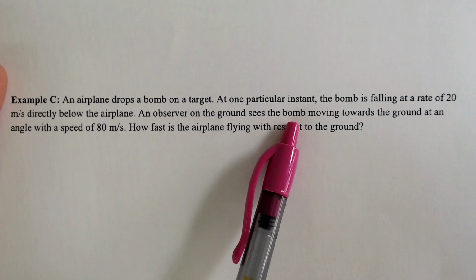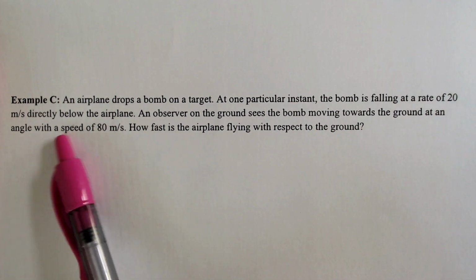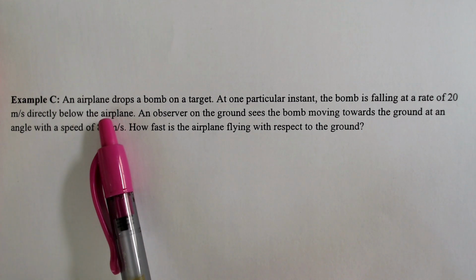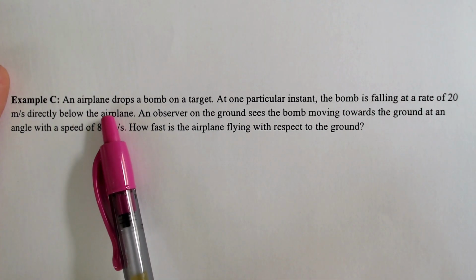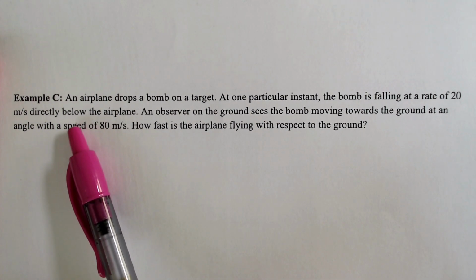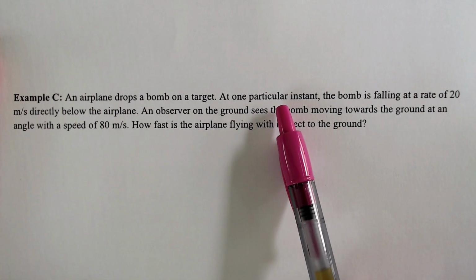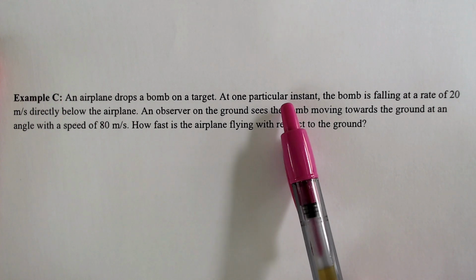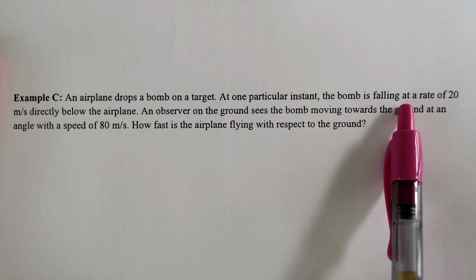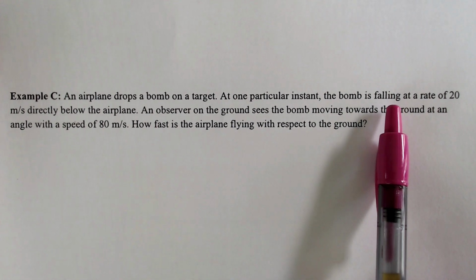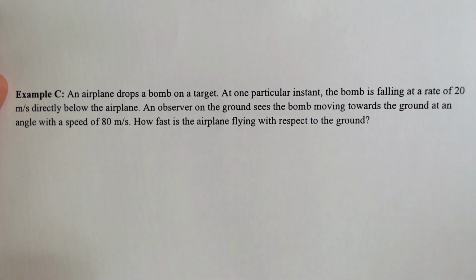At one particular instant, the bomb is falling at a rate of 20 meters per second directly below the airplane. That is not accurate in terms of physics. Physics would have kinematics and it would be falling with acceleration, but it says at one moment. At one particular instant, okay? That's a very important detail because it's one instant. At one instant, it might be falling 20 meters per second. The next, it'll be falling faster because of gravity's acceleration at negative 9.8.